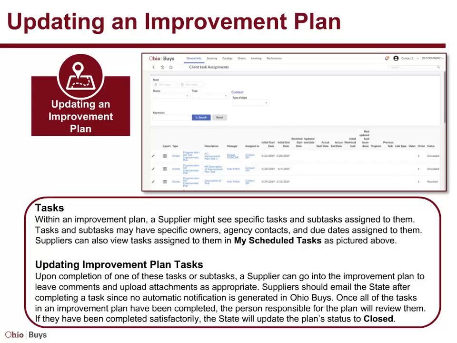Suppliers should email the state after completing a task since no automatic notification is generated in Ohio Buys. Once all of the tasks in an improvement plan have been completed, the person responsible for the plan will review them. If they have been completed satisfactorily, the state will update the plan status to closed.